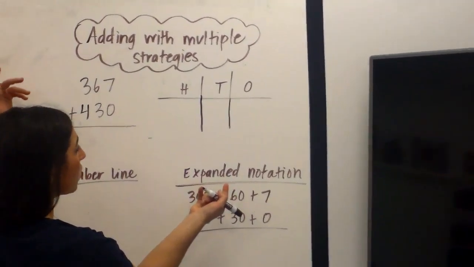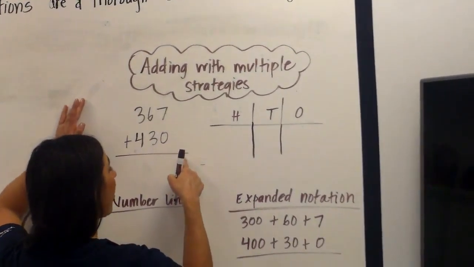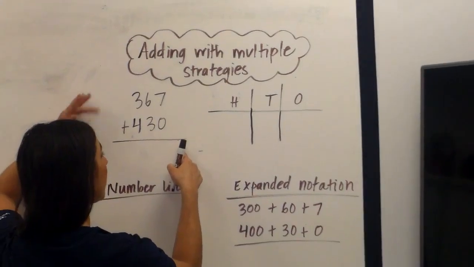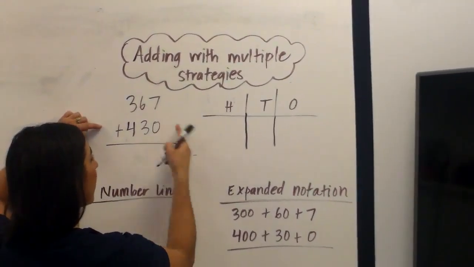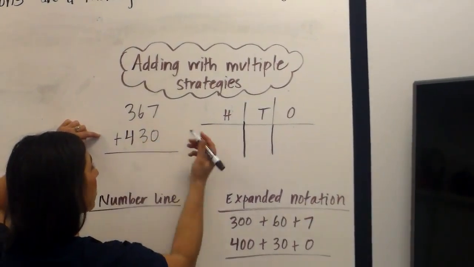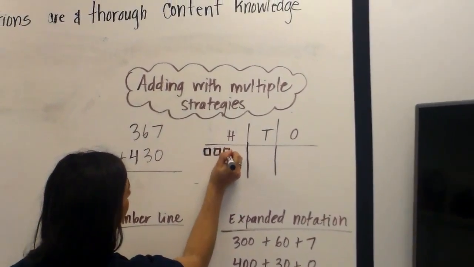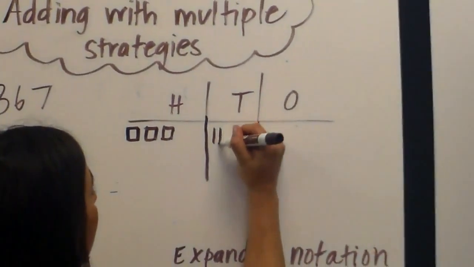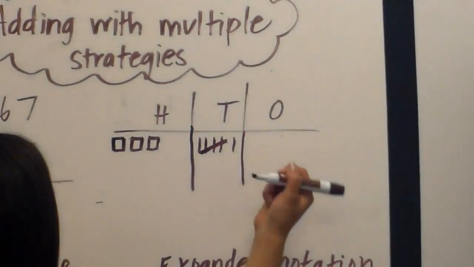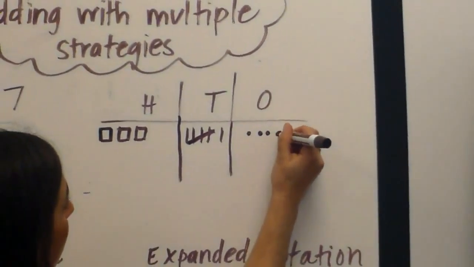Although it's not the preferred strategy, scholars can still use place value blocks to solve how to add and subtract two 3-digit numbers. So for the first number, I'm going to break up 367 into its hundreds, tens, and ones. I'm going to draw little squares for the hundreds, so I have 3 here. I'm going to draw little sticks for the 10, so I'll draw 6 here. And I'm going to draw little dots for the 1, so I'll draw 7 here.